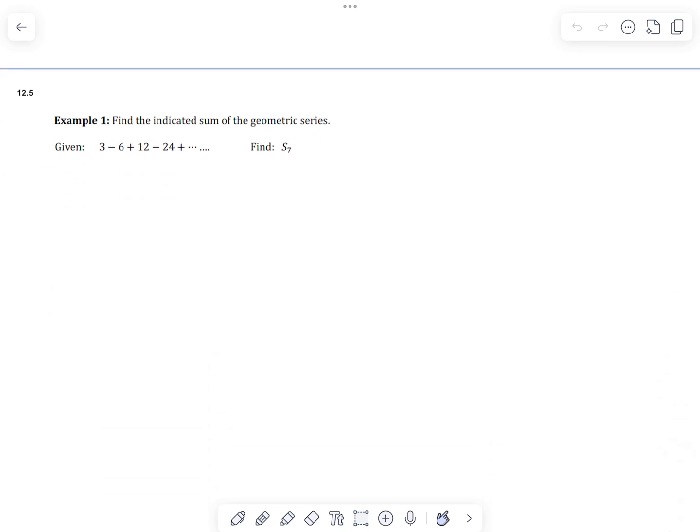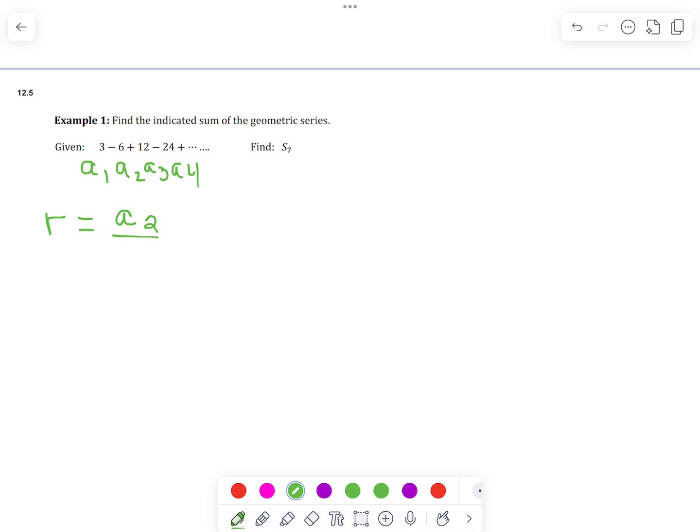Example 1 says find the indicated sum, and we want to find the sum of the 7 terms. We're giving you the values of A1, A2, A3, and A4, and we want to find the sum of the 7 terms. So what we need to do is find the value of the common ratio. To find the common ratio, you just choose one term and divide it by the previous term. So I'm going to take term 2 and divide it by term 1.